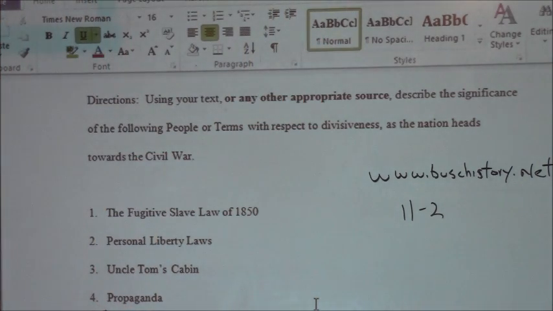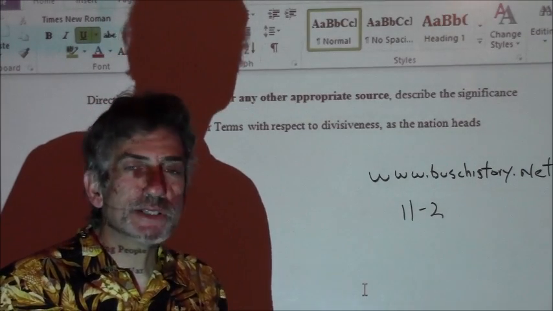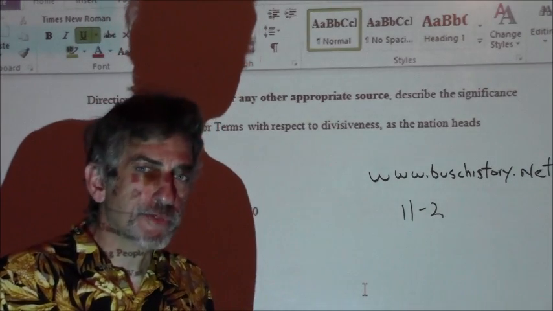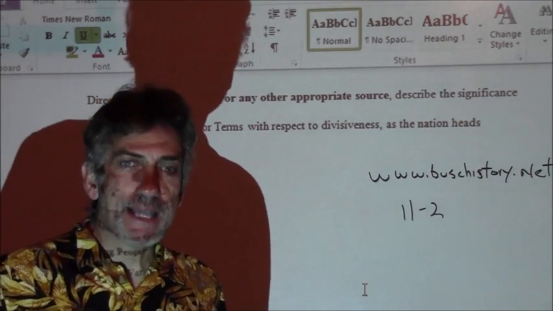Propaganda. Both the North and the South were waging a propaganda war about slavery. You have people like William Lloyd Garrison with his Liberator, with constant stories about the horrors of slavery. The South called Uncle Tom's Cabin propaganda.